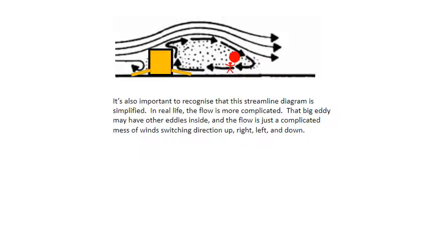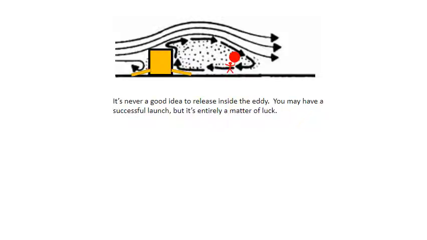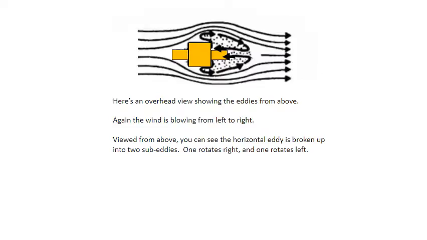It's also important to recognize that this streamline diagram is simplified. In real life, the flow is more complicated. That big eddy may have other eddies inside, and the flow is just a complicated mess of winds switching direction: up, right, left, and down. It's never a good idea to release inside the eddy. You may have a successful launch, but it's entirely a matter of luck.